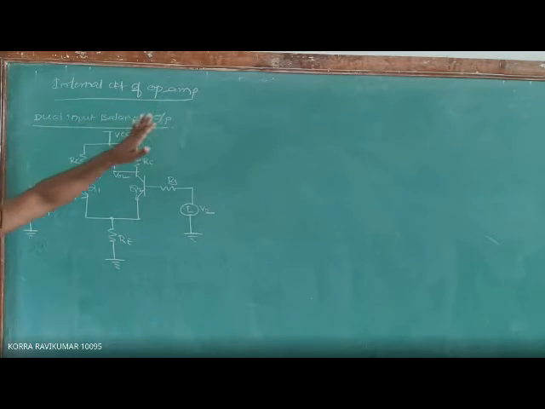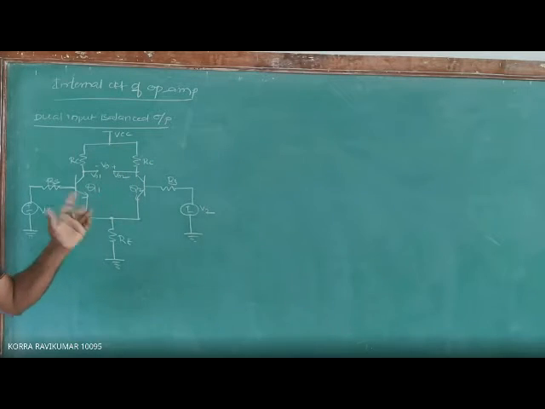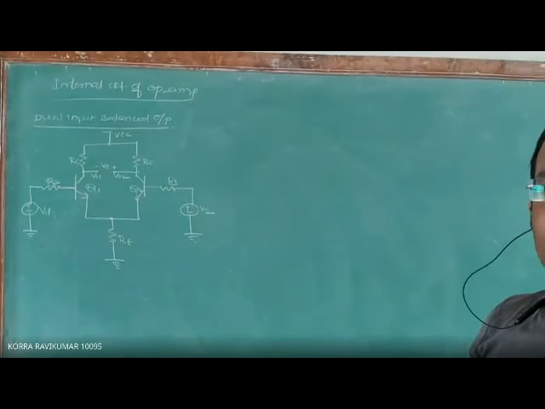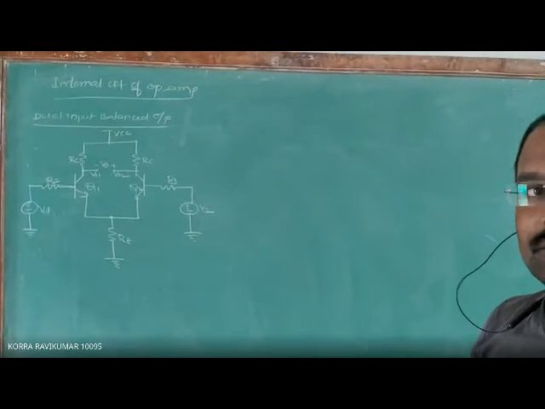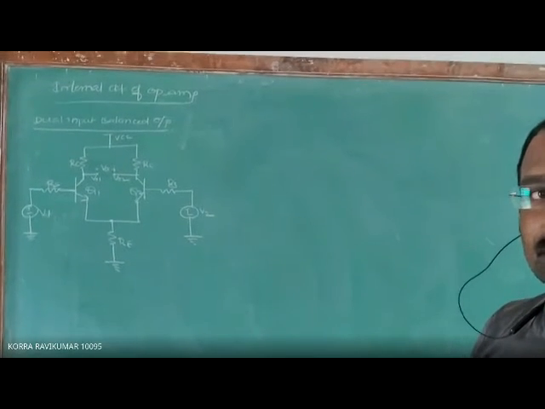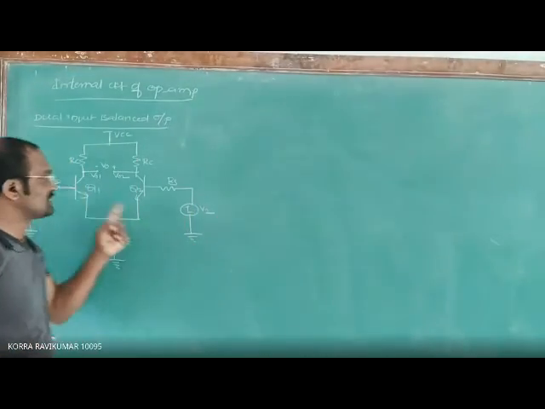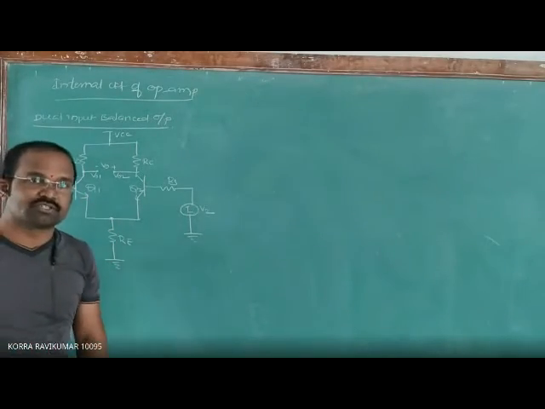Dual input, balanced output differential amplifier circuit. It consists of a total of 2 NPN transistors. Both are identical to each other.